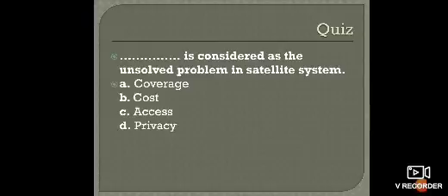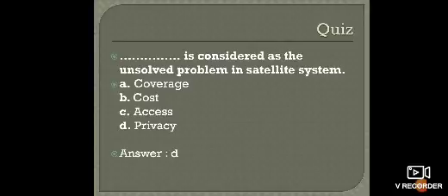So dash is considered an unsolved problem in satellite systems. The options are: the first one is coverage, the second one is cost, the third one is access, and the fourth one is privacy. So what is the correct option? Okay, see the answer. That is D, privacy. Why?